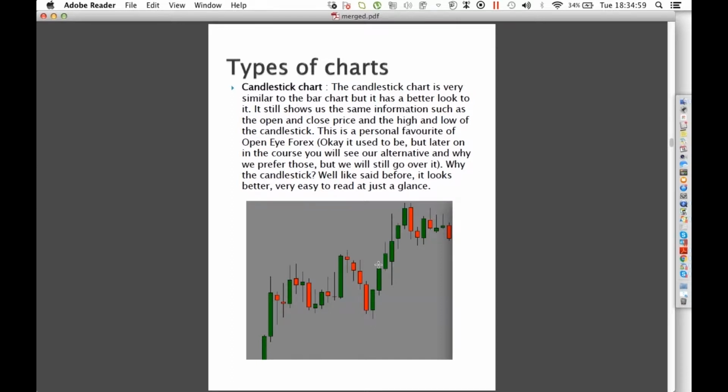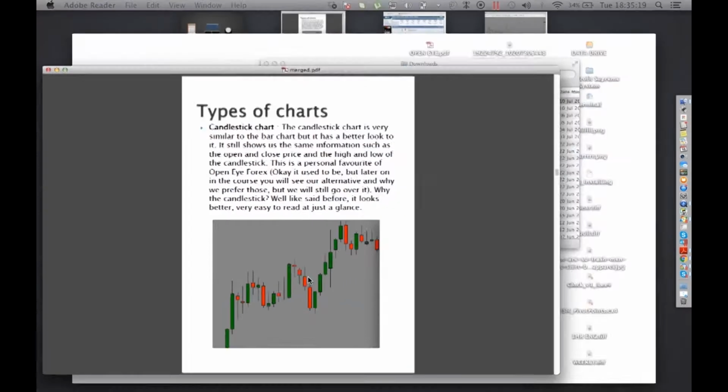Well, it used to be, but later on in the course, you will see our alternative and why we prefer to look at those, but we'll still go over it. Why the candlestick? Well, it's just better to look at it, like we said before. It's easy to read at a glance.